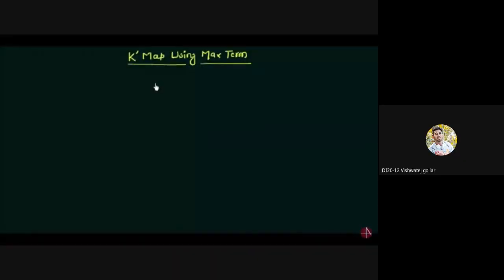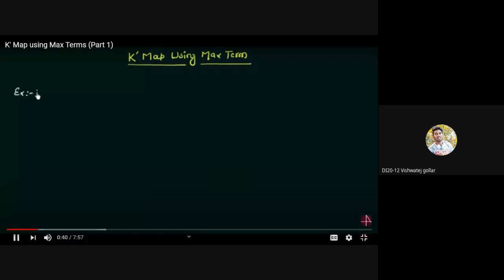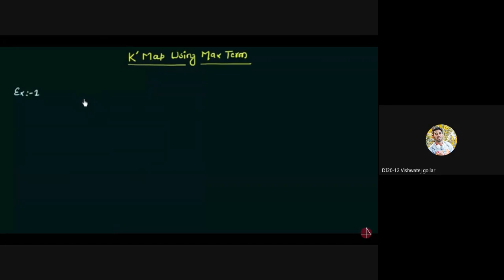Solve the 2, 3, and 4 variable K-map in which don't care is also involved. Now in this presentation we are going to cover another part of your K-map, which is K-map using max term. Basically in this presentation we are not going to group the ones, but we are going to group the zeros. This is sometimes very good to solve the problems. Let's see how. So let me take the first example in this presentation.